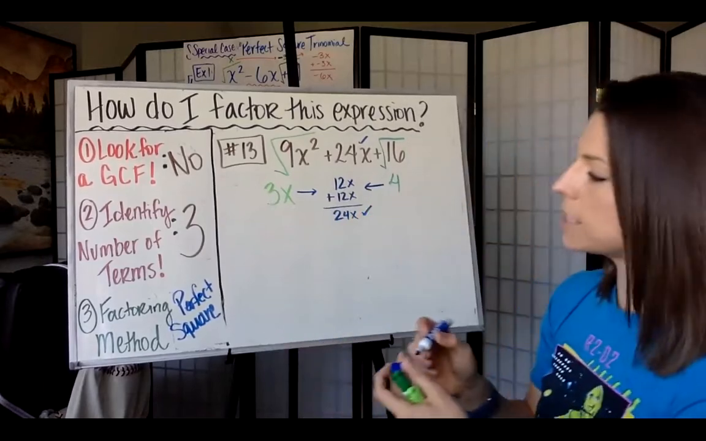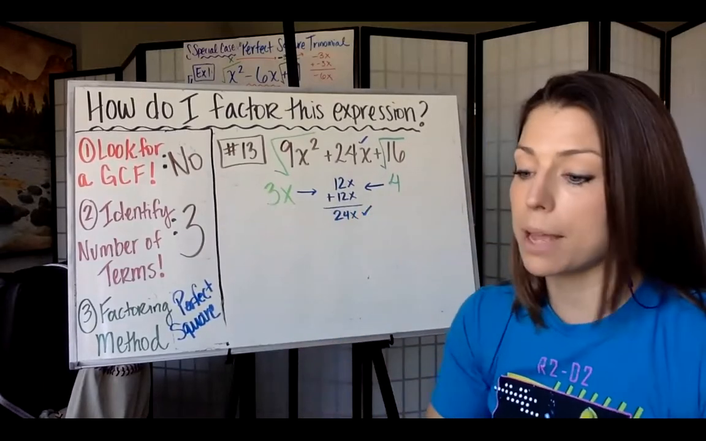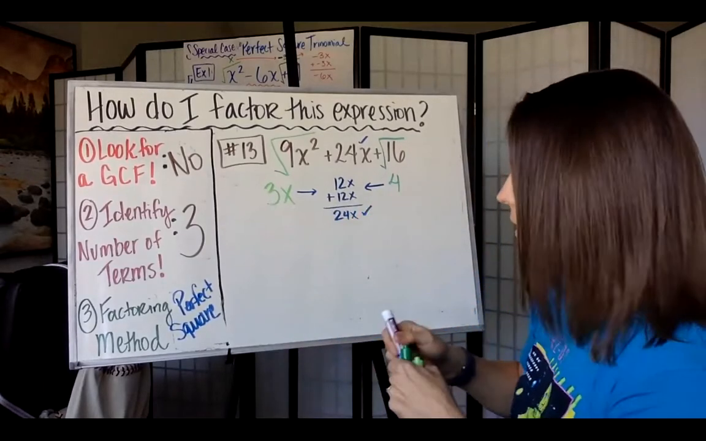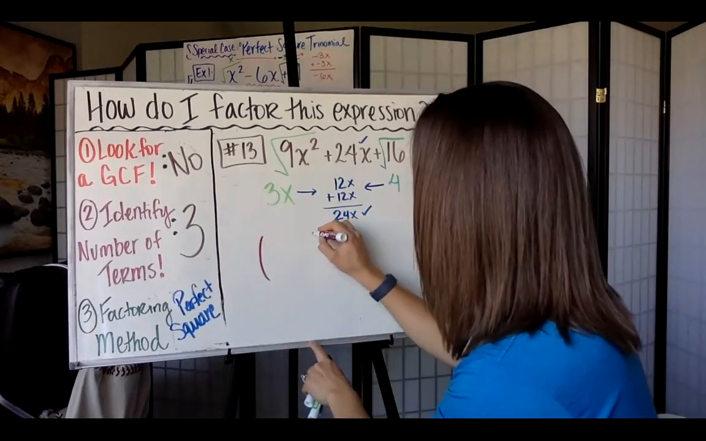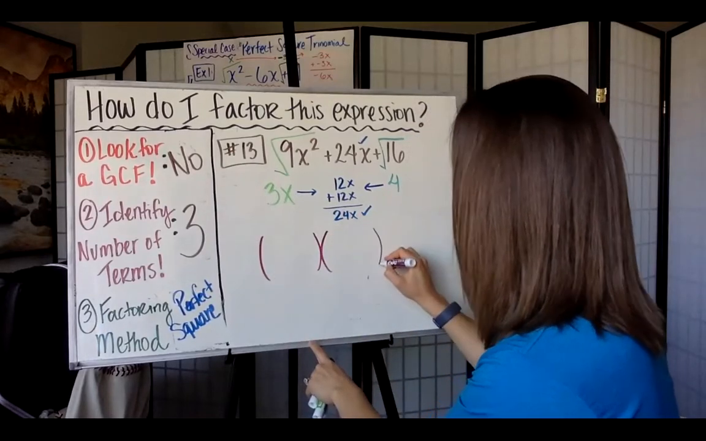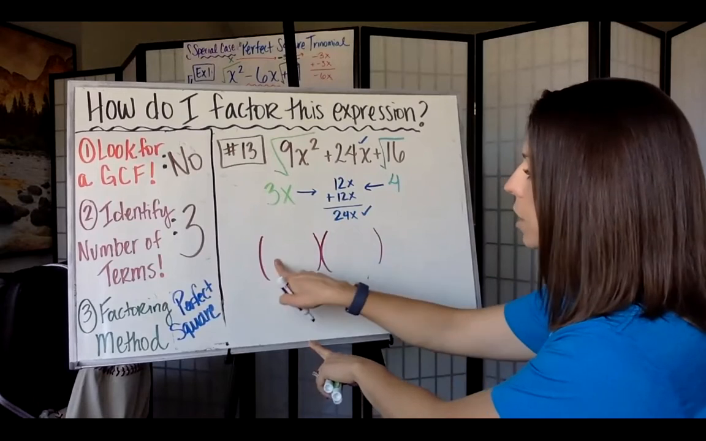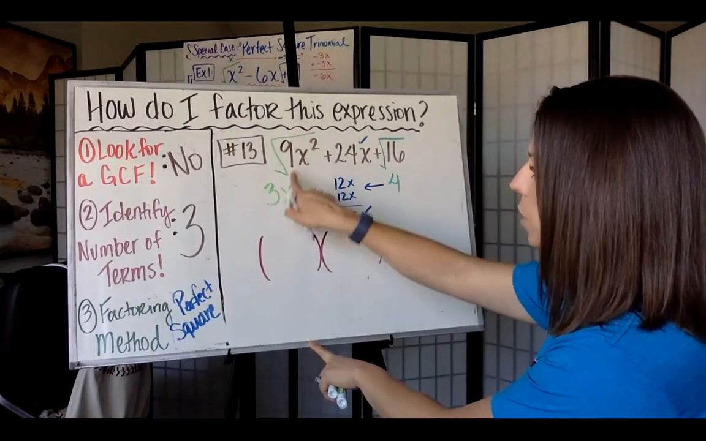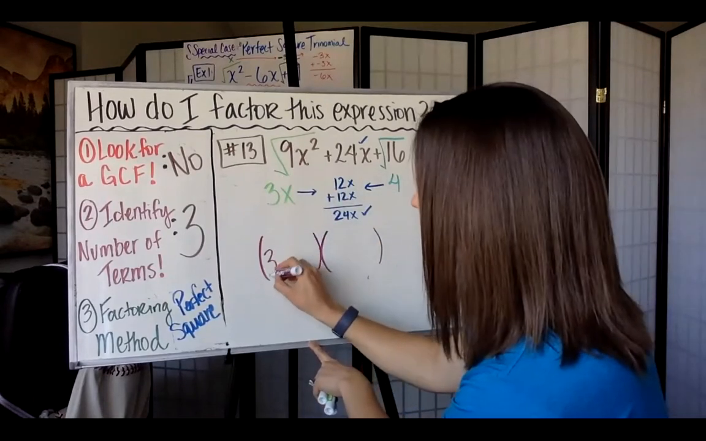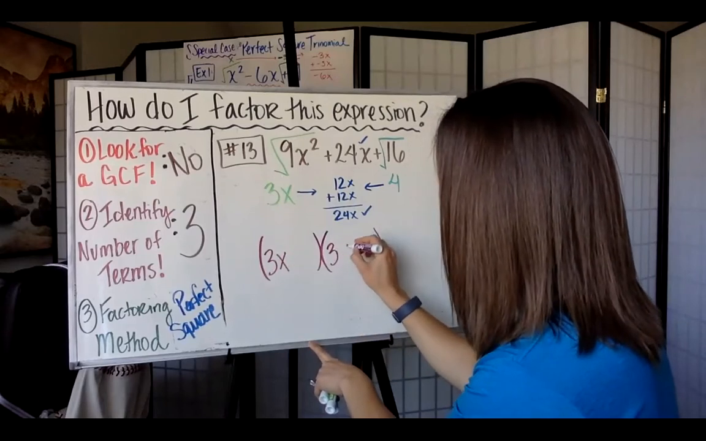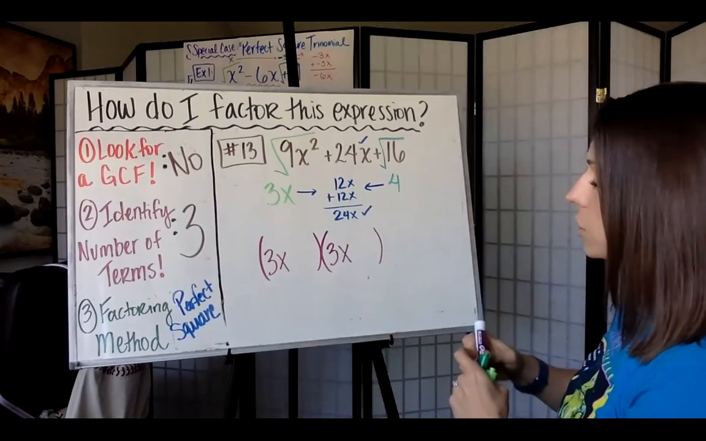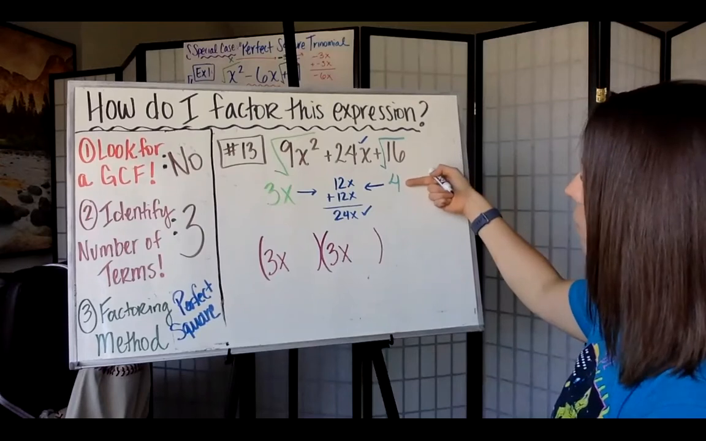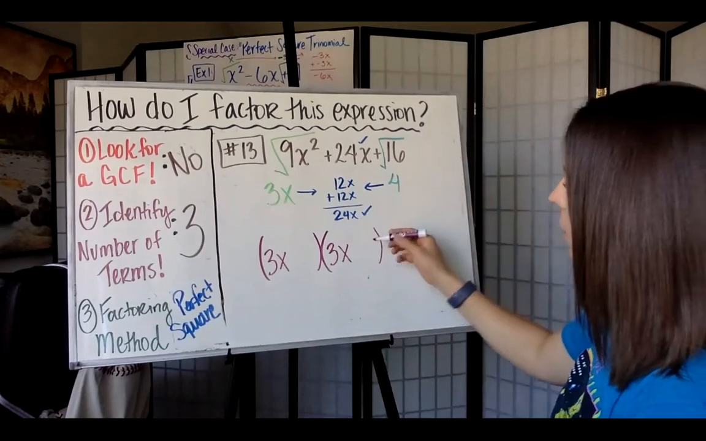So that means we get to factor this in 2 steps. Step 1, set up your 2 binomials. The first term of your binomials is the square root of the first term, which we already found to be 3x. The second term in your binomial is the square root of the last term, which we already found is 4.